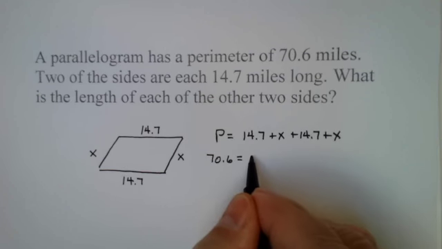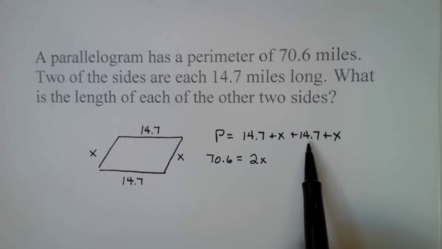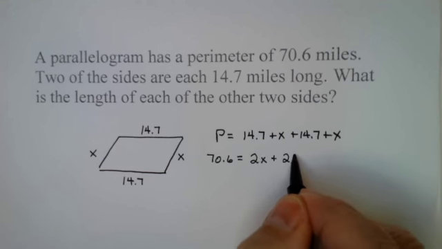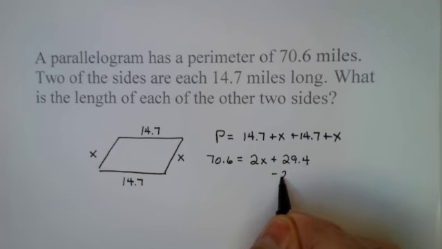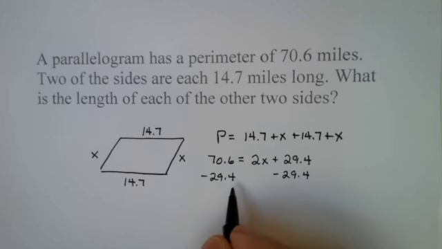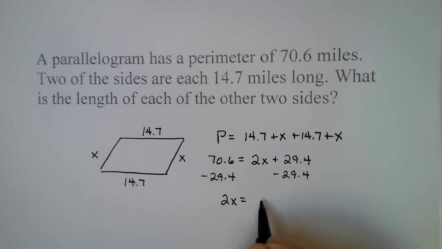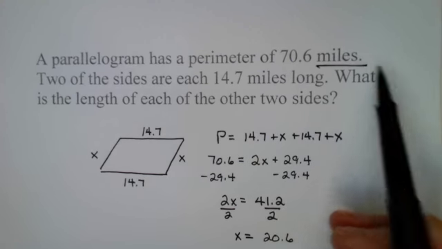Over here, I'm going to combine like terms. An X and an X combined together is 2X. 14.7 plus 14.7 is 29.4. I simply solved this equation. Once I solve this equation, I subtract 29.4 from both sides. Divide both sides by 2. And remember to put my units, miles.